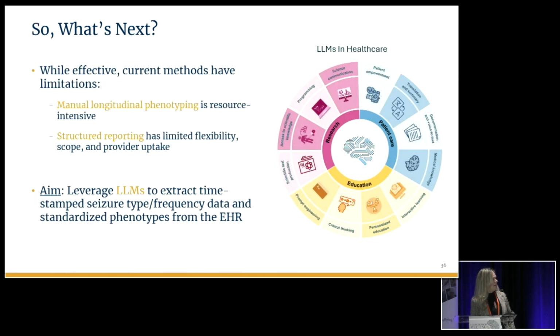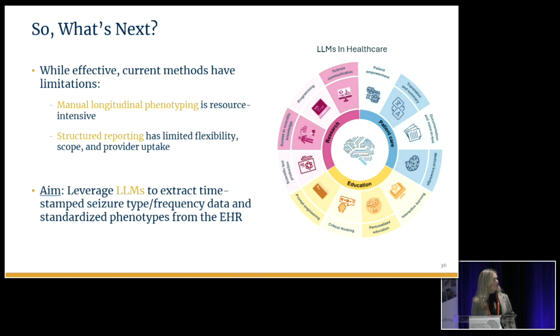So what next? As you can probably tell, this detailed phenotyping takes a lot of work. It can be very effective, but it's not really tractable for very, very large populations of patients. Manual longitudinal phenotyping is very resource intensive. We're manually going through these records sometimes and assigning these HPO terms. And then structured reporting has limited flexibility, scope, and provider uptake.